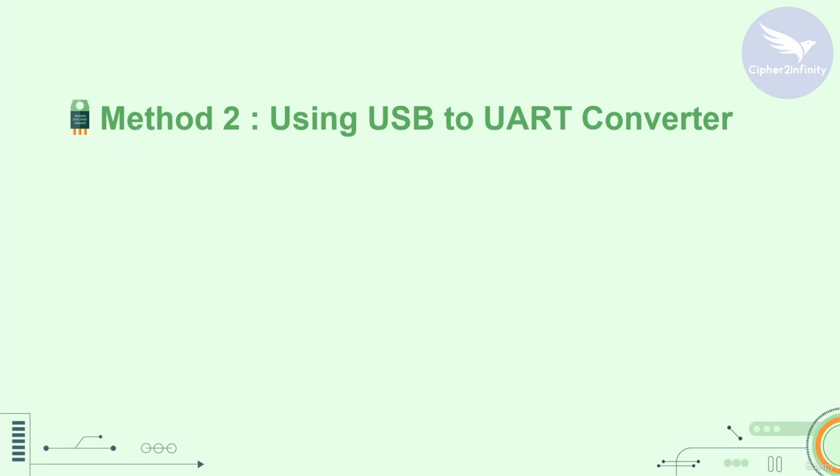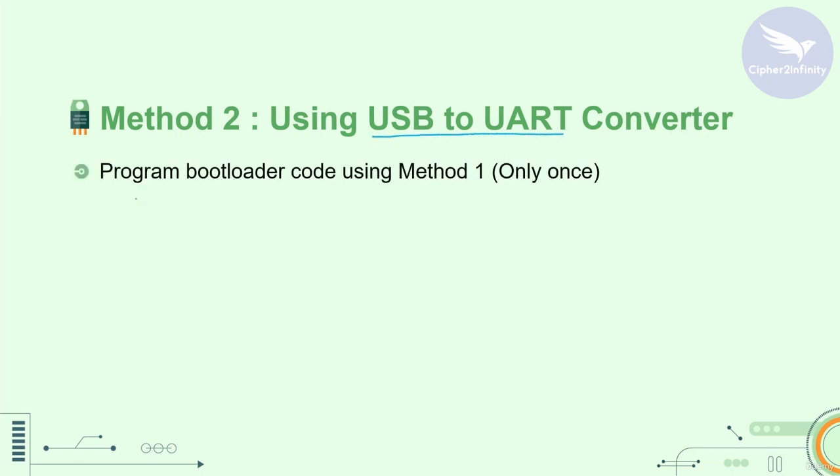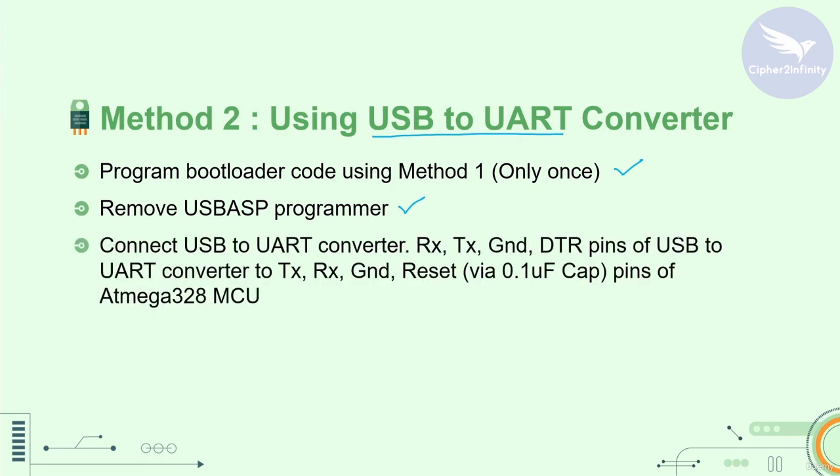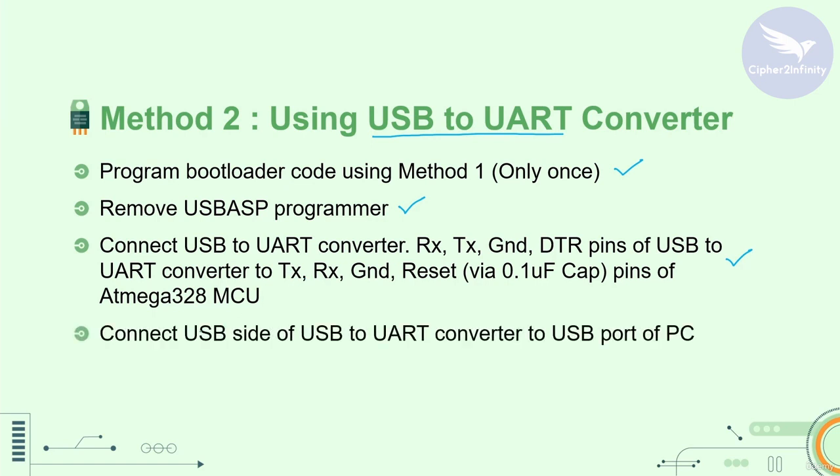You already know the steps involved in programming the code in the microcontroller using the USB to UART converter. The first step is programming the bootloader code using method 1, which you already know. First the bootloader code will be programmed in the microcontroller using method 1. Then we need to remove all the connections between the microcontroller and the USB ASP programmer. Then we need to connect the USB to UART converter to the microcontroller, and using this converter we program the code in the microcontroller.